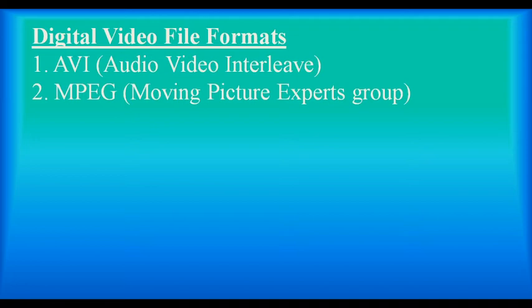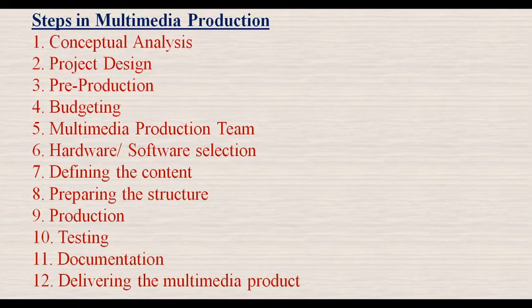So next one is multimedia production. To produce a multimedia content, we need adequate time. To create a cinema is not an easy task. To produce a cinema or to produce multimedia content, we need a lot of things and adequate time also. And now we are going to see the steps in multimedia production. What are the steps while creating a multimedia content?